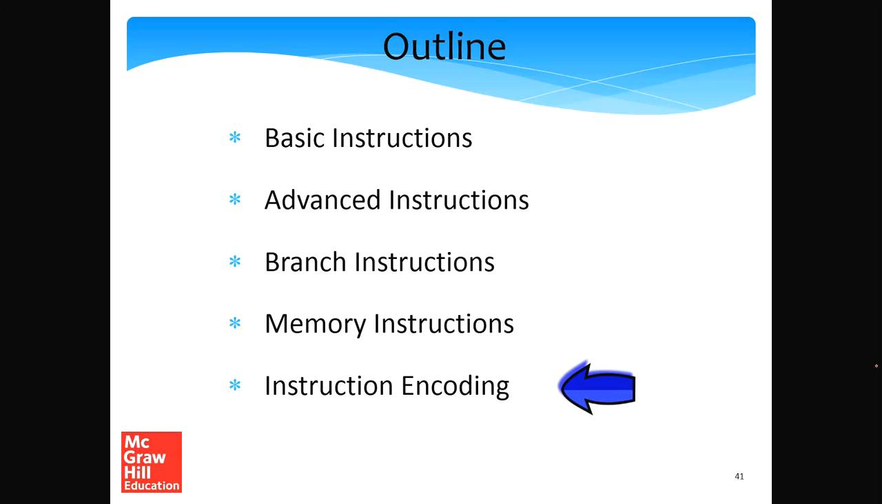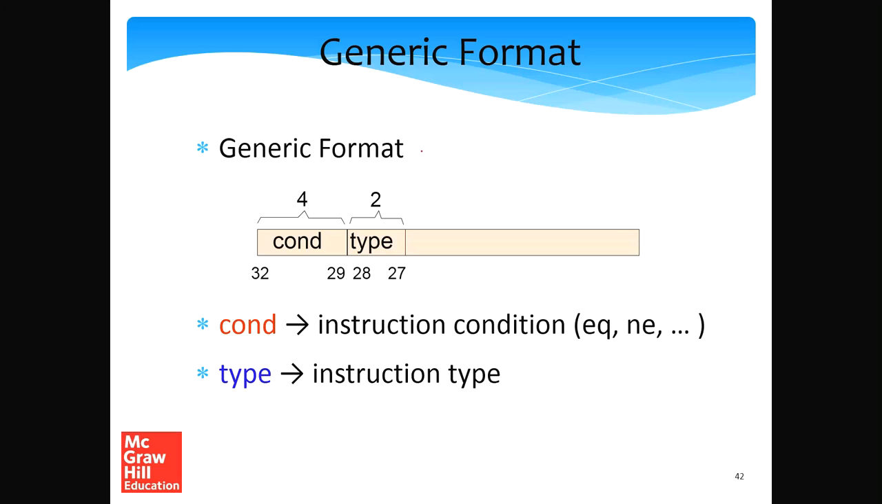Let's now look at ARM instruction encoding. So here the basic problem is that we need to encode instructions in a bit field of 32 bits. So let's first define the generic format which most of the ARM instructions follow. Here the first 4 bits, 28 to 31, represent the condition.